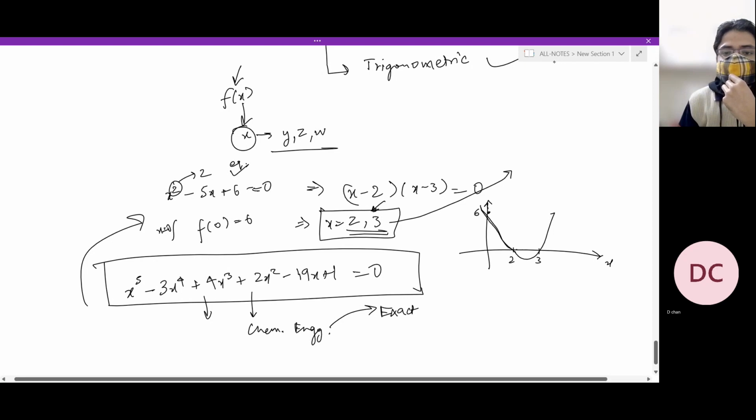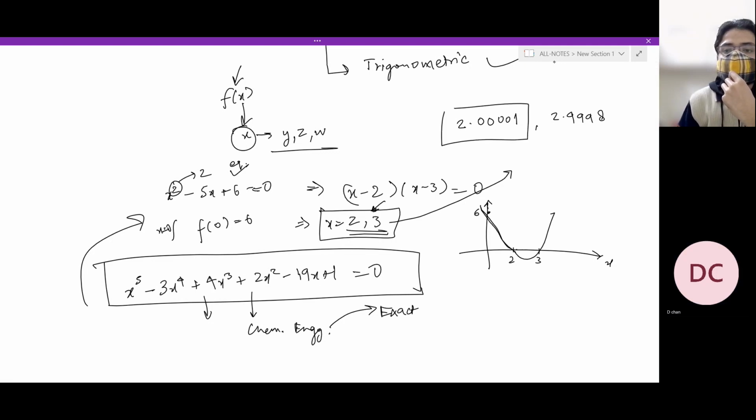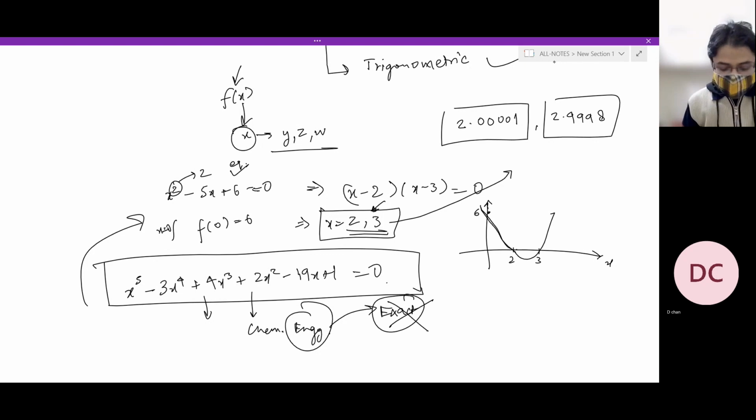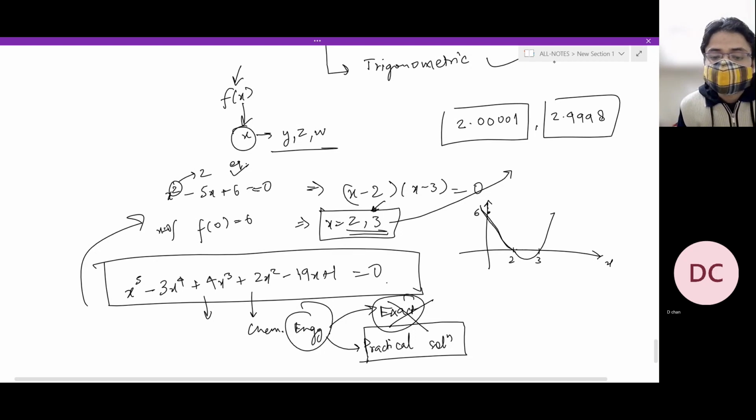But what if I give you an answer that is 2.00001 and something like 2.9998? This should be probably acceptable to you because we are talking about engineering, not mathematics, right? Yes, sir. So this is the reason we are not looking for exact solutions, but we are looking for practical solutions. The solutions that will actually work for our problems and require the least amount of effort to calculate.